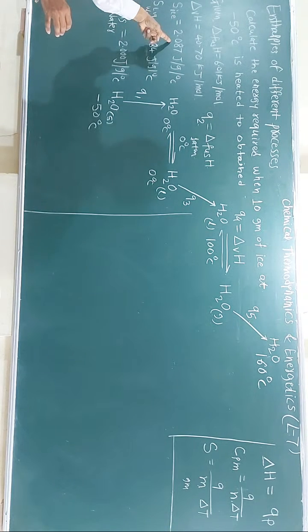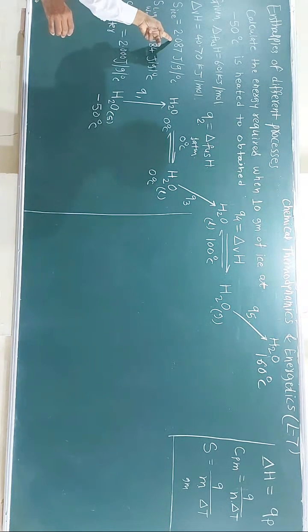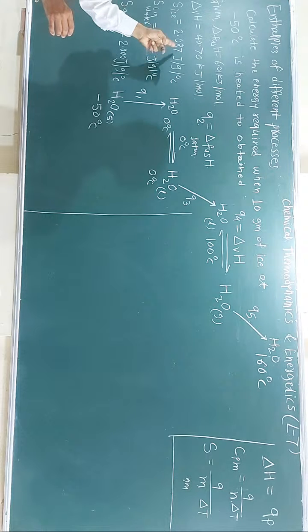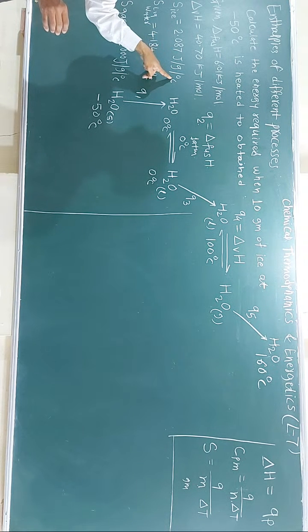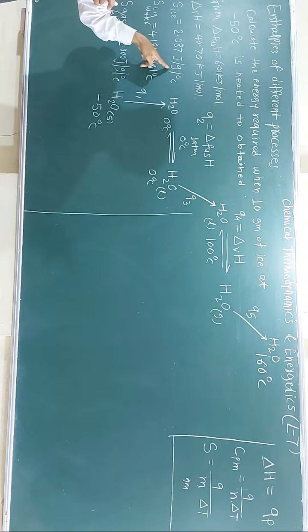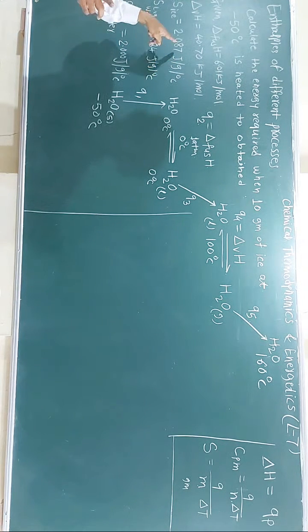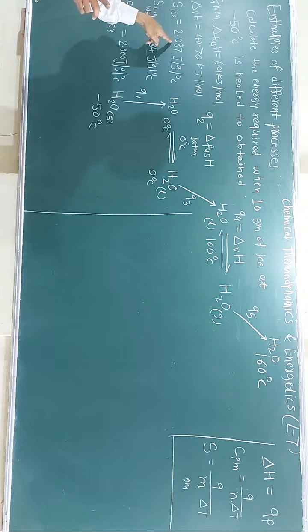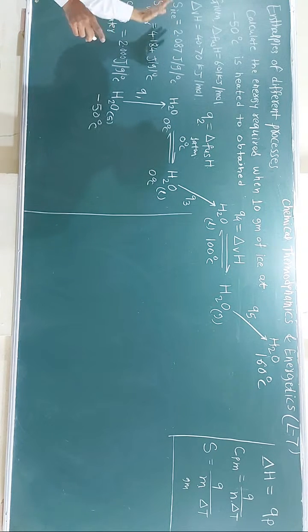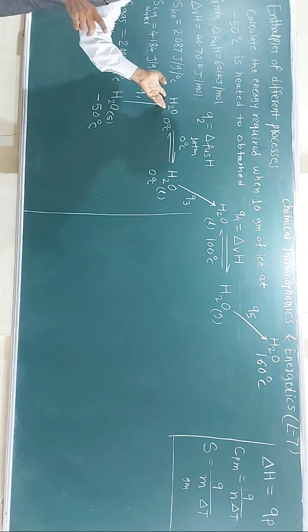So what does it mean? This amount of heat is absorbed in joules per gram per degree Celsius. When the temperature increases by 1 degree Celsius, then for 1 gram this amount of heat is absorbed by the ice, and in this way it is going to increase.